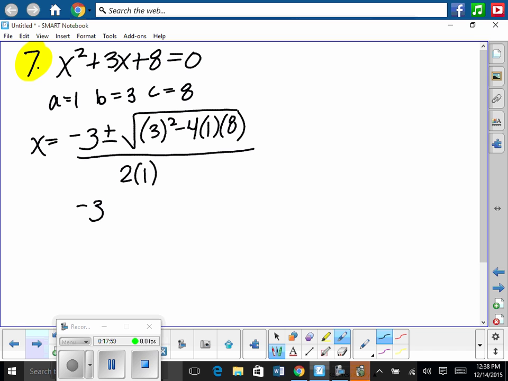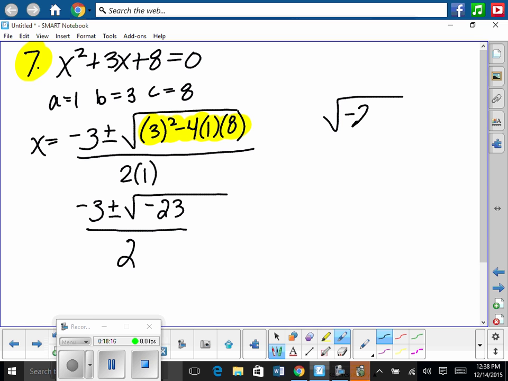So we have -3 plus or minus the square root. If you type this in your calculator, you better get -23. And that's all over 2. So then you go off to the side and say, can I simplify the square root of -23? Well, there's no factors of 23 besides 23 times 1. So we can't pull out the 23, but because there's a negative under there, we do pull out an i. So that's i square root of 23. So what we really have then is -3 plus or minus i square root of 23, all over 2.